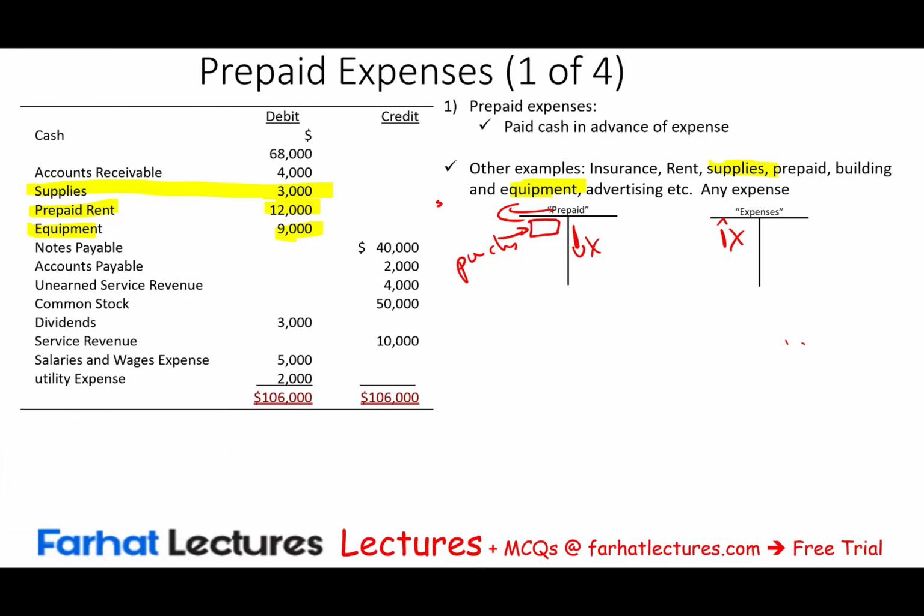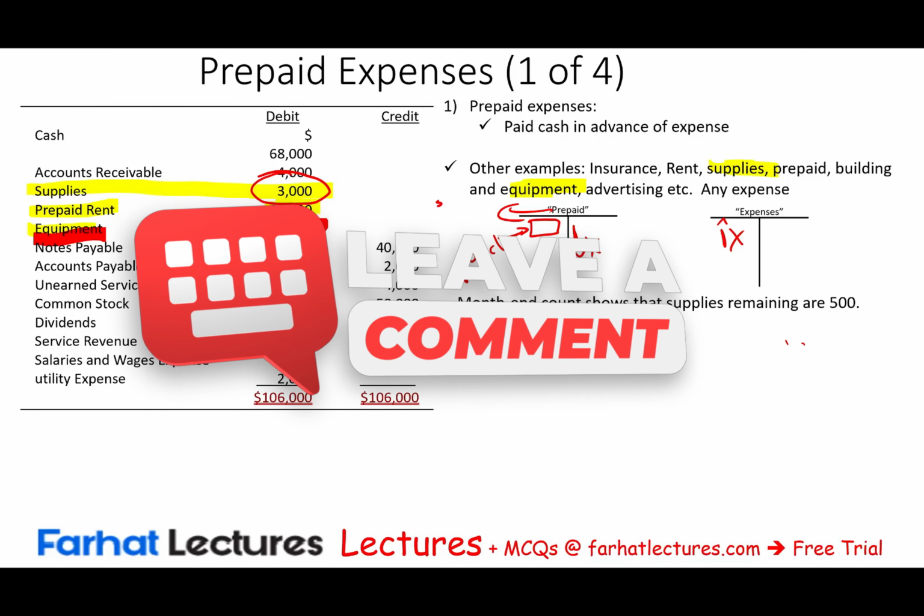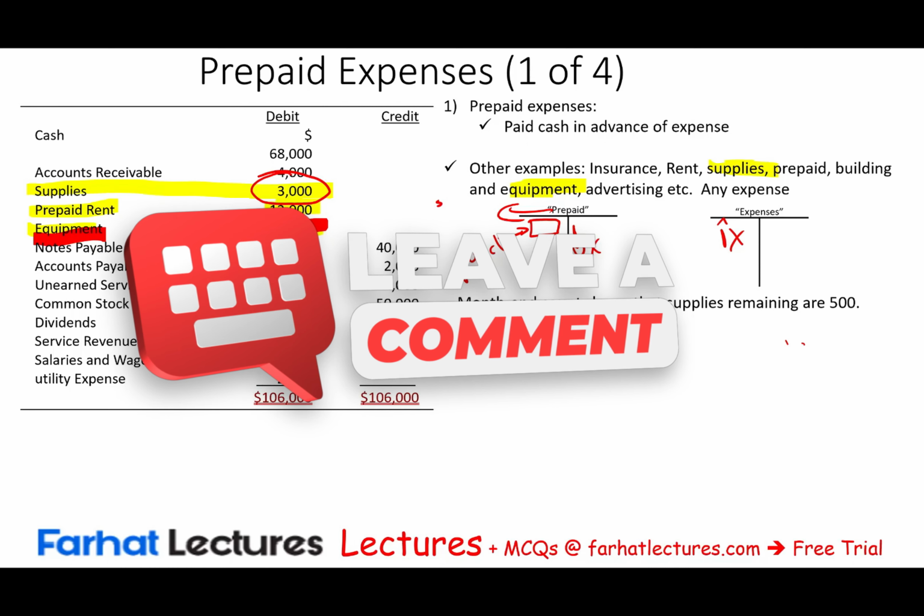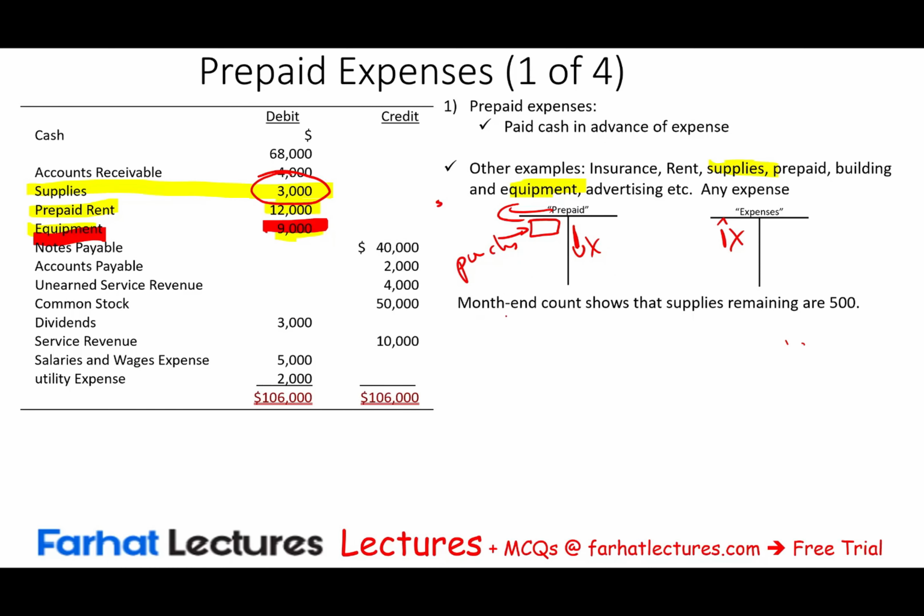Let me underline equipment and highlight it in a different color to tell you it's a different type of prepaid. So at the end of the period, you would look at the prepaid and ask the owner or the manager of this company: I see that you have on the trial balance $3,000 worth of supplies. Do you still have $3,000? And the owner of the business might say, no, we don't. I counted my supplies, and the month-end count shows that supplies remaining is 500. So we're looking at supplies.